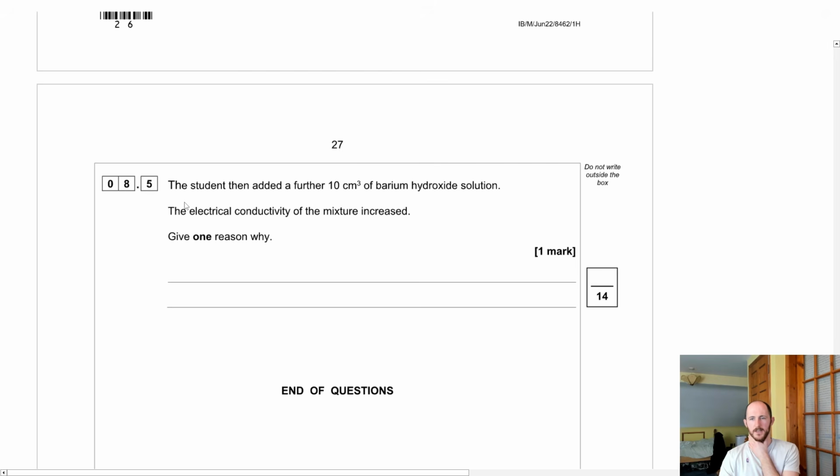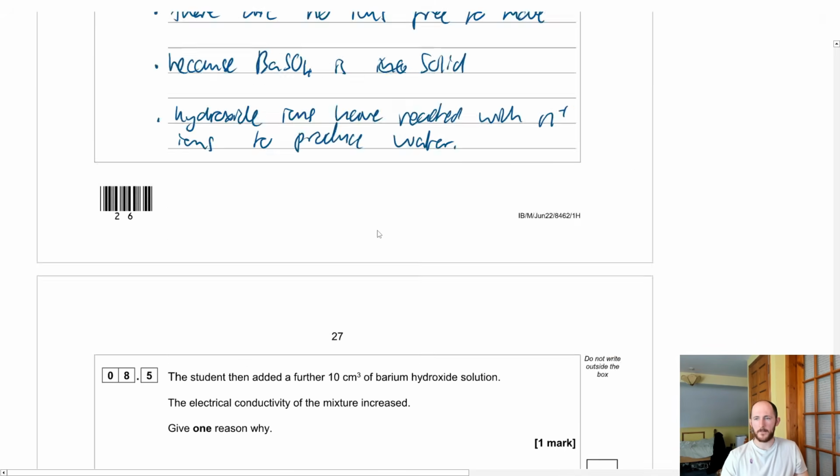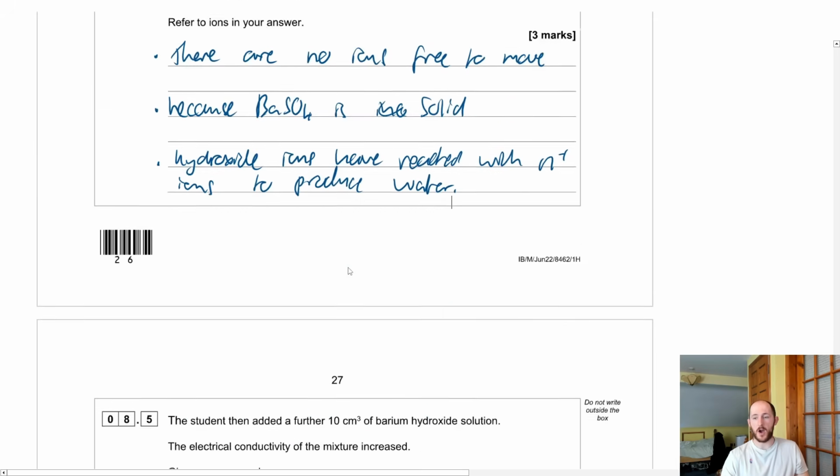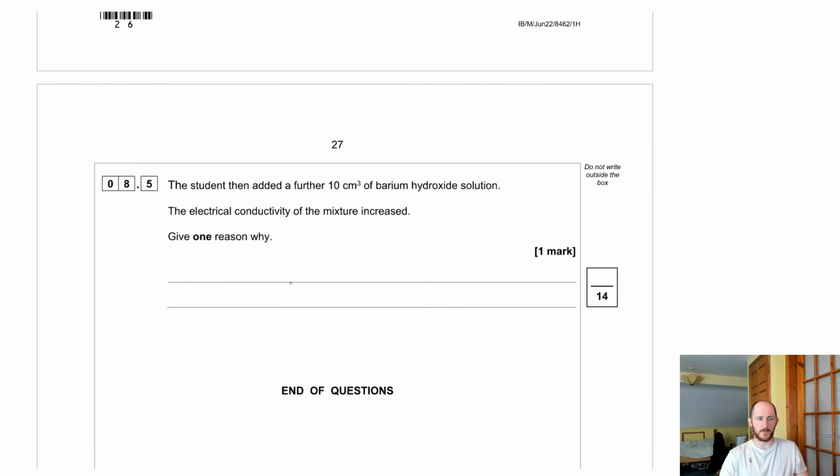And lastly, the student added a further 10 centimeters cubed of barium hydroxide, and the electrical conductivity increased. Why? Well, the barium hydroxide was aqueous. It can dissolve, which means there are now ions free to move. So simply put, the mixture now has ions free to move.